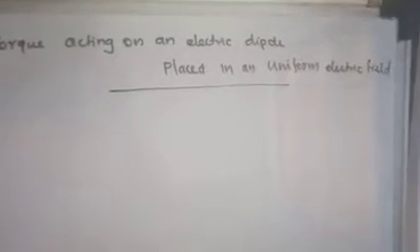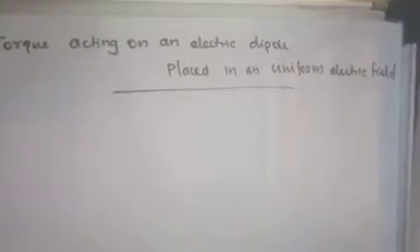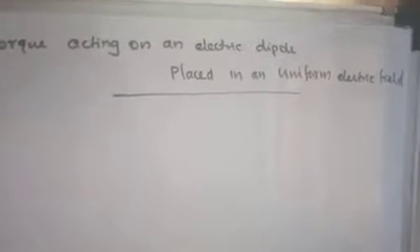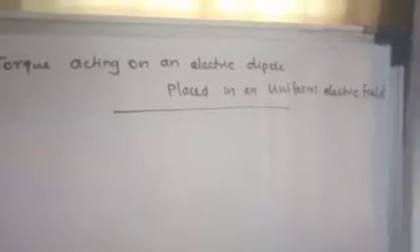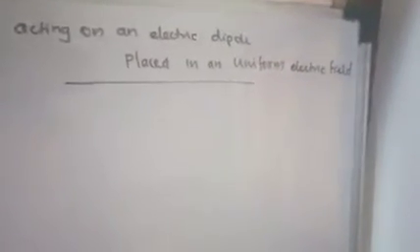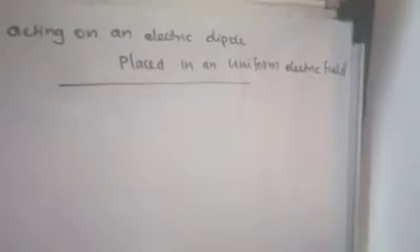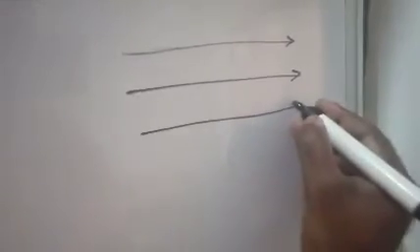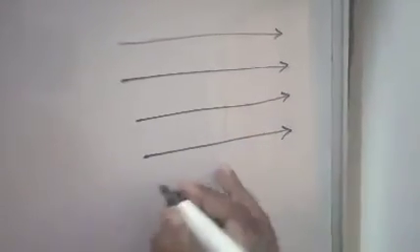In the earlier class, you studied how to represent a uniform electric field region pictorially. Using electric field lines, we can represent a uniform electric field region, isn't it? How? By drawing straight, parallel, equidistant lines. So, let us draw a uniform electric field region using electric field lines. This is how we represent it. I am drawing straight lines, parallel, equidistant.